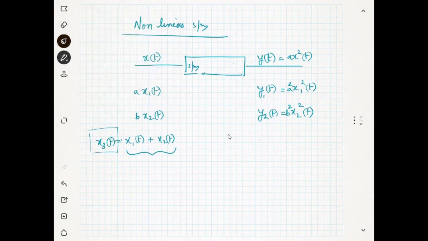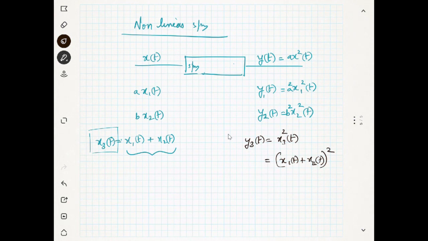Now if you give x3, y3 will be equal to x3 of t the square. Is it okay? x3 of t the square. This is nothing but x1 of t plus x2 of t. You have to take the whole square.